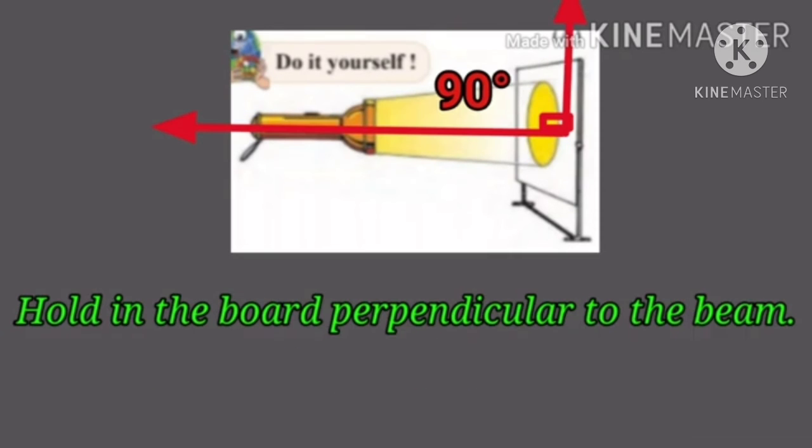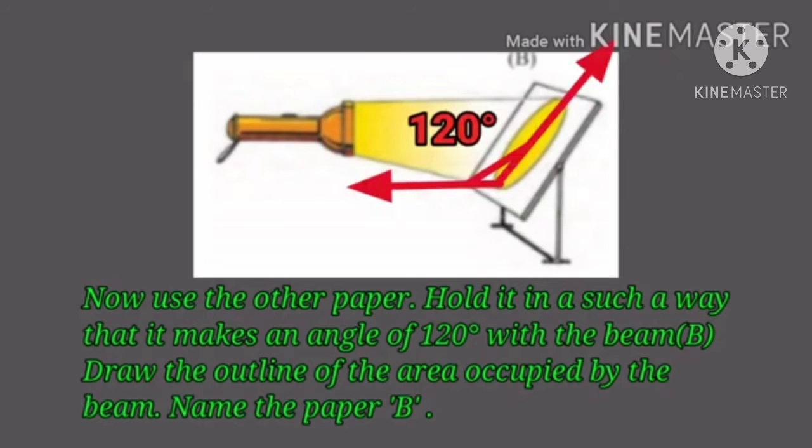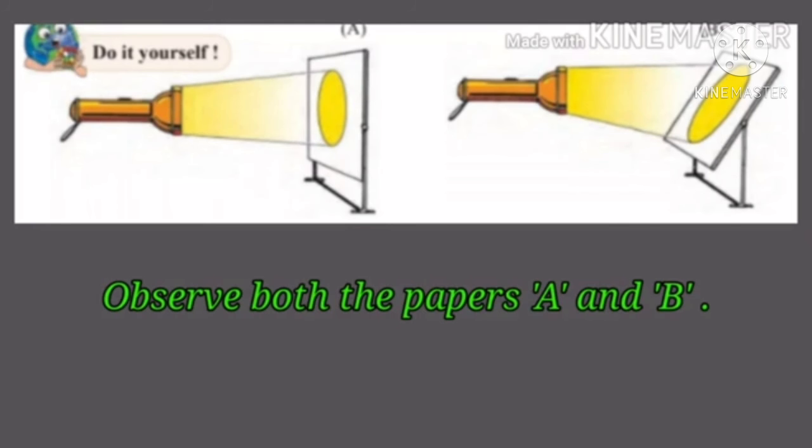Now use the other paper. Hold it in such a way that it makes an angle of 120 degree with the beam as shown in the figure B. Draw the outline of the area occupied by the beam. Name the paper B. Observe both the papers A and B.